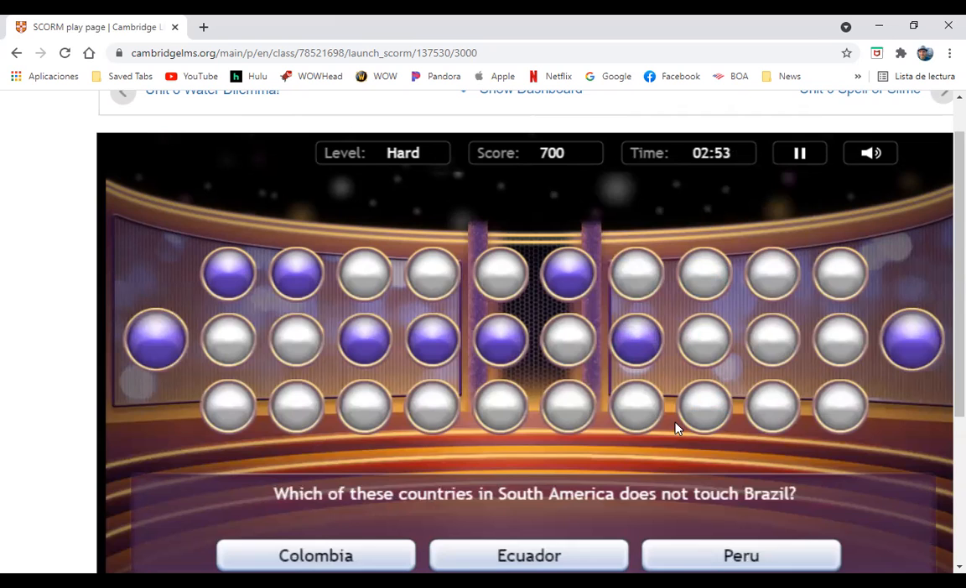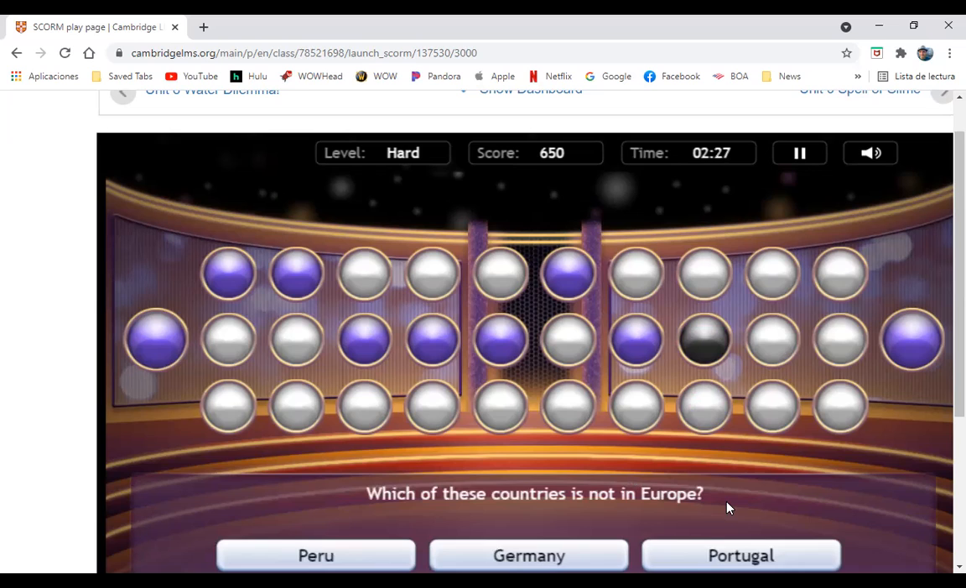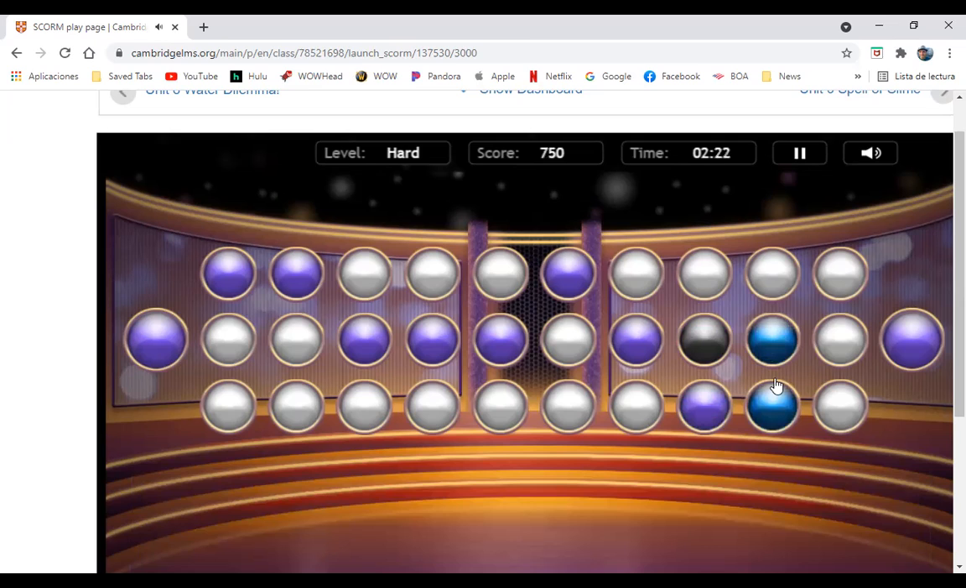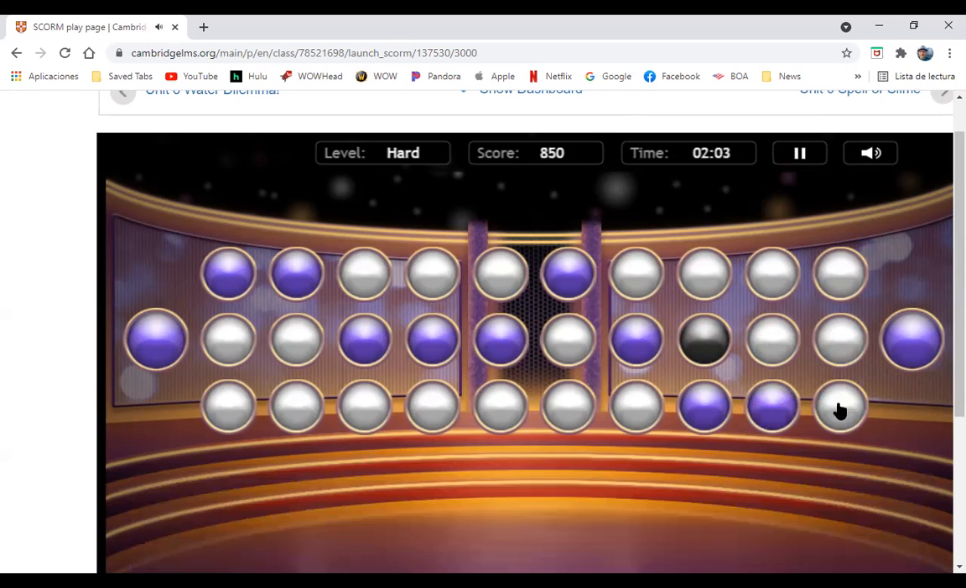Which of these countries in South America does not touch Brazil? Picture the map in your mind. Peru. No, Ecuador. Which of these countries is not in Europe? Peru. Three. Which of these countries is not in Europe again? Yeah, yes. Turkey? Yeah, we said Turkey before. Okay. Two, three. Two.